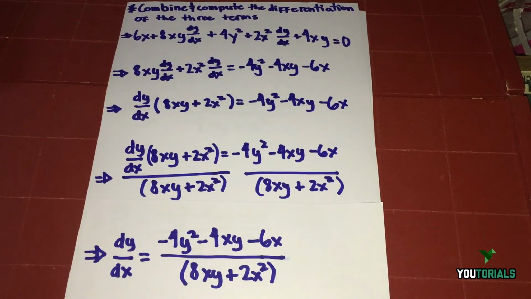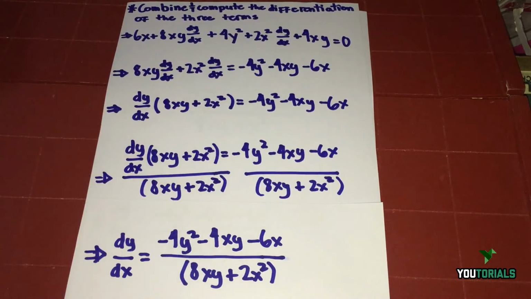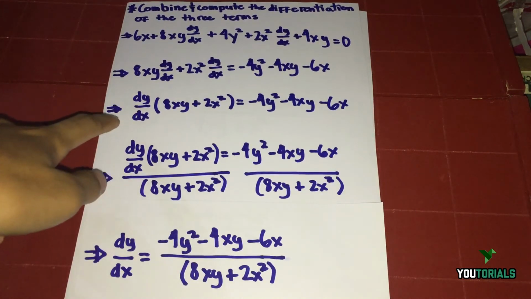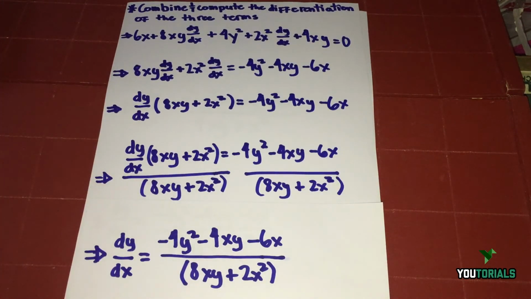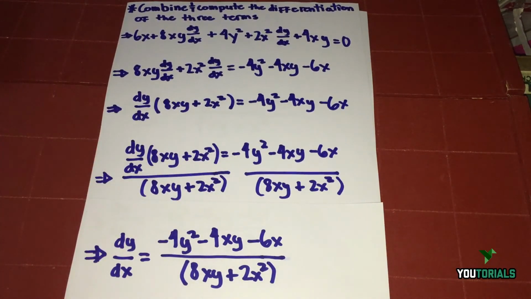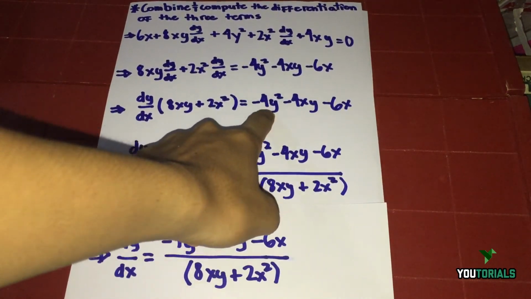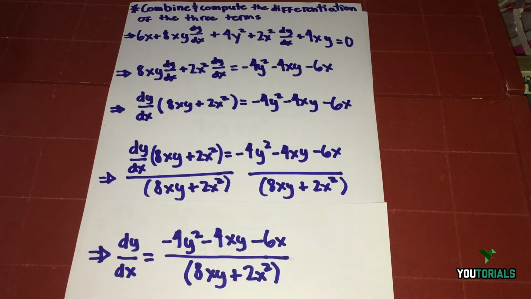Now, just find something similar about them. It is dy over dx. In factoring, we will just divide the thing that is similar to the two terms, which is dy over dx. Now, let's divide. dy over dx divided by 8xy dy over dx is equal to 8xy, plus dy over dx divided by 2x squared dy over dx is equal to 2x squared. That is equal to negative 4y squared minus 4xy minus 6x.